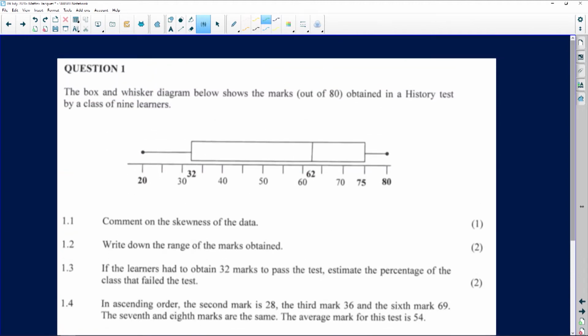Let's get going. The box and whisker diagram below shows the marks out of 80 obtained in a history test by a class of 9 learners. So that's important, folks. There's 9 learners in this class, so the sample size is 9. Comment on the skewness of the data. Now, folks, the skewness of the data is where is the tail? If we look at this, the tail is to the left, so it's left skewed or negatively skewed.